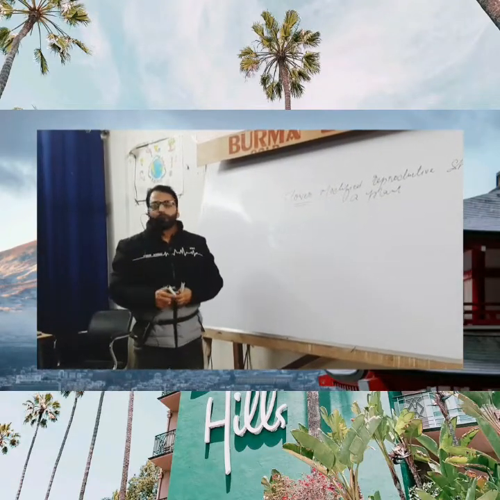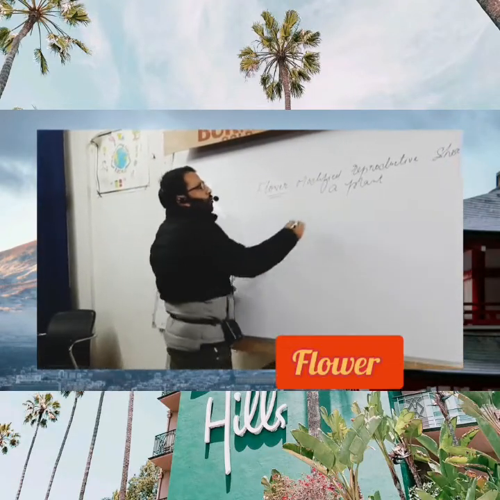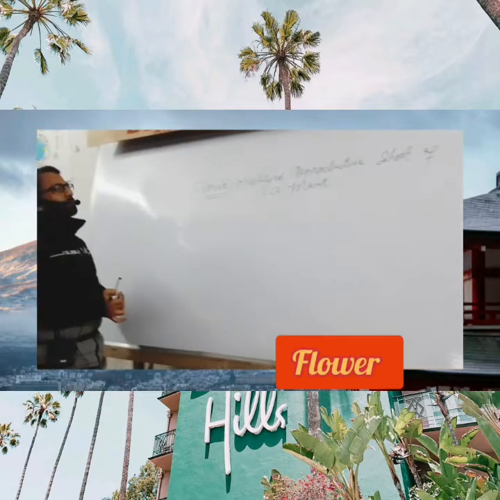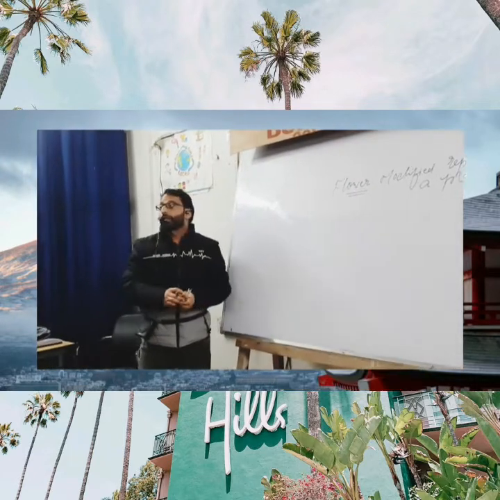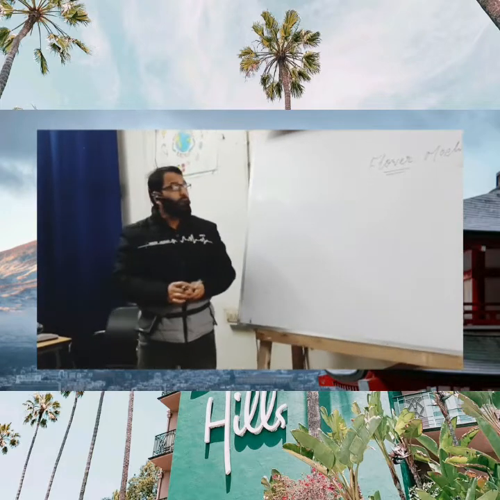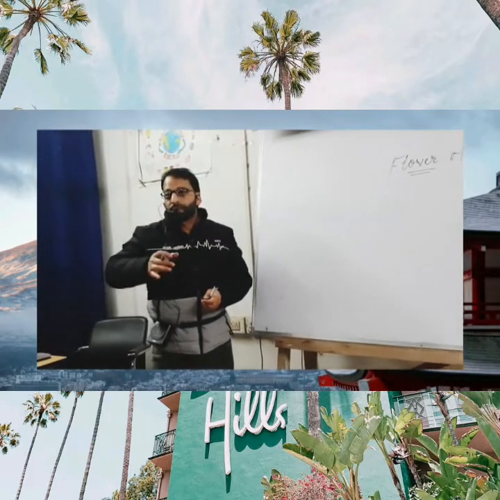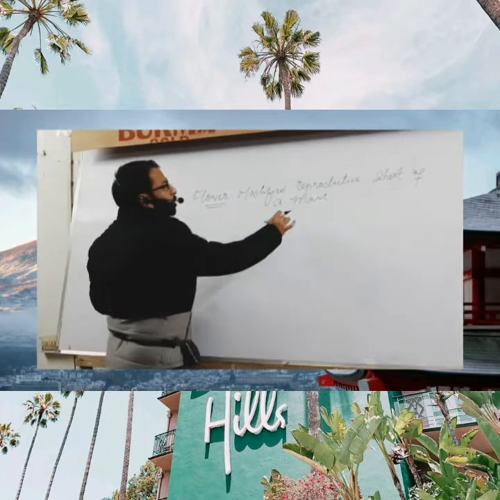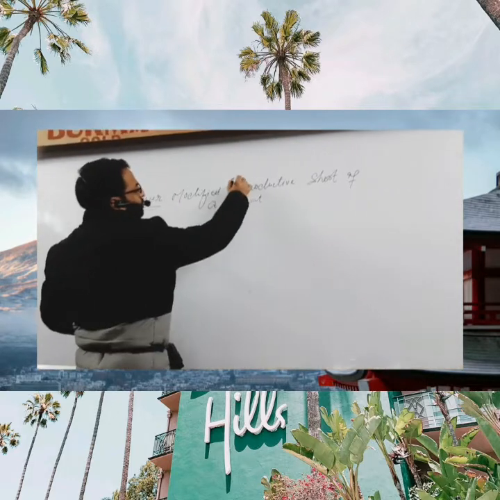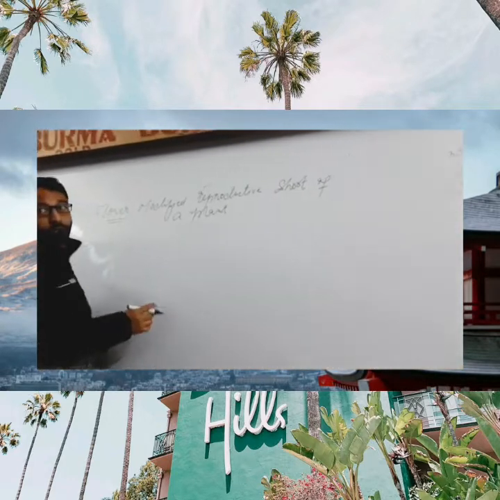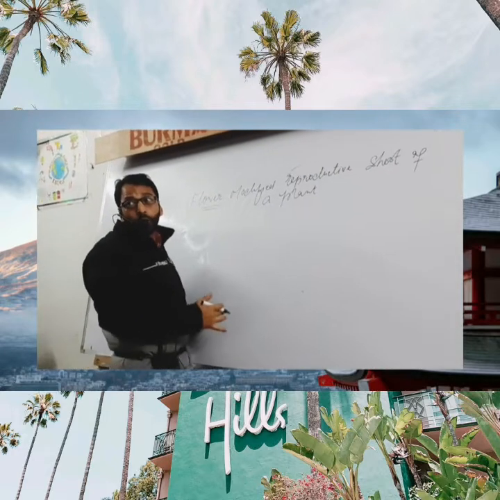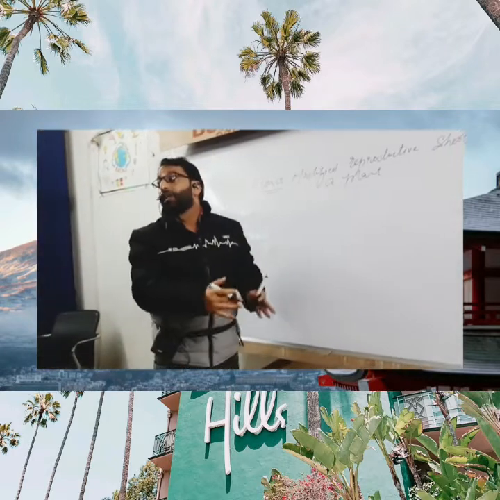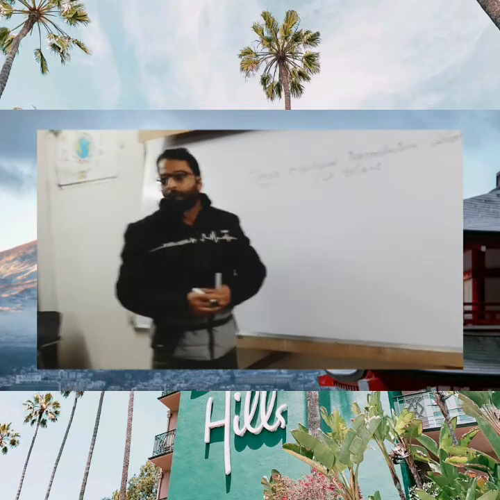Yes, see here, a flower is a modified reproductive shoot of a plant. Simple, this is the definition of the flower. As per definition, a flower is a modified reproductive shoot. This is not a simple shoot, this is a modified shoot, the shoot which can give a new plant.